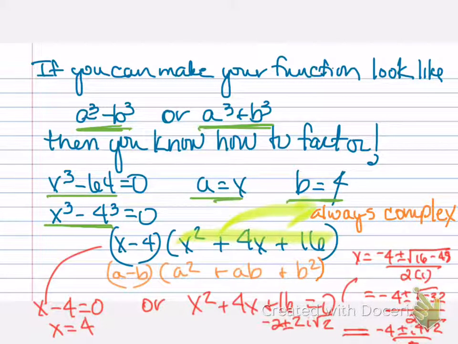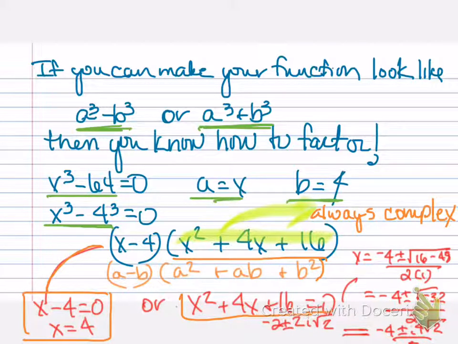Once I do that, I can say that x minus 4 over here has to equal 0. There's one root, or the second part can be put into the quadratic formula. You might want to pause for a moment and see how we solve that. You'll notice that you will always get one real root, and you'll always get a set of complex roots.